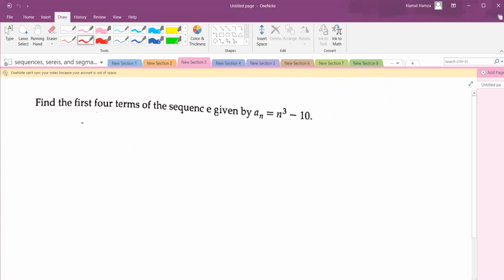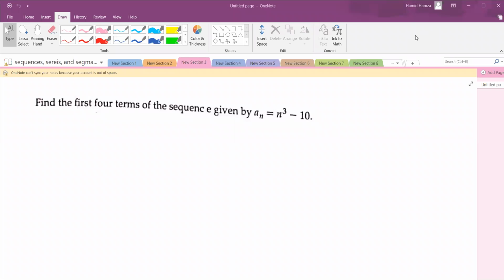Okay, it's like the previous one. We want to find the first four terms of the sequence given by a_n equals n^3 minus 10. I want you to solve this one and text me the answer via chat. Go ahead.